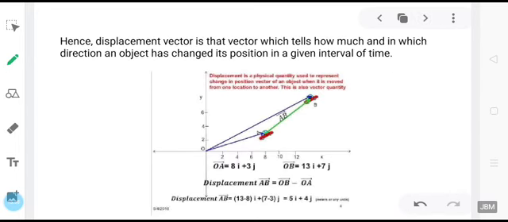So hence, displacement vector is that vector which tells how much and in which direction an object has changed its position in a given interval of time.